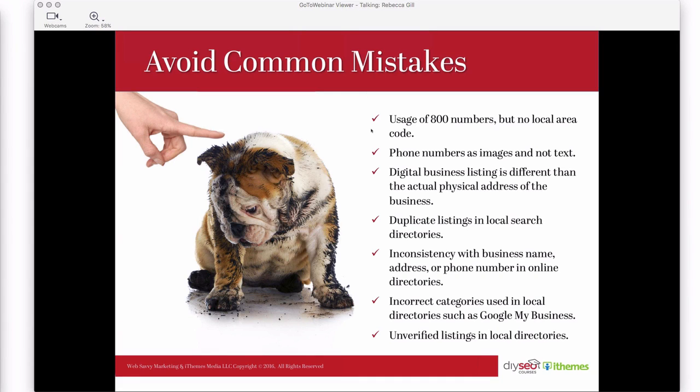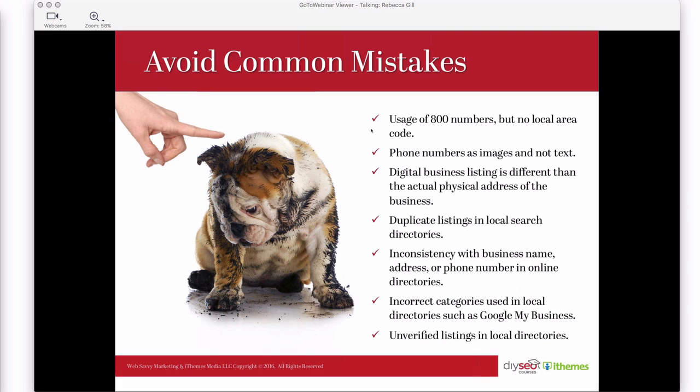Inconsistencies is the next one. I kind of just talked about that with the directories. Incorrect categories used in local directories such as Google My Business. And guess who had this for their listing at one time? That would be us with Web Savvy. I noticed that we were not showing up in Google Maps, and I wanted to know why. When I went to look at the profile, I realized it was a category that I had set up years and years ago when I first set up the listing. And there were a lot more relevant categories available now, so I could pick one that was more relevant.